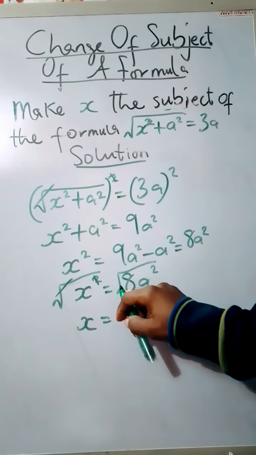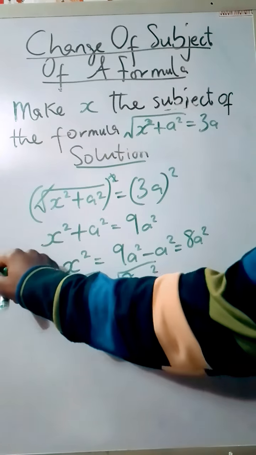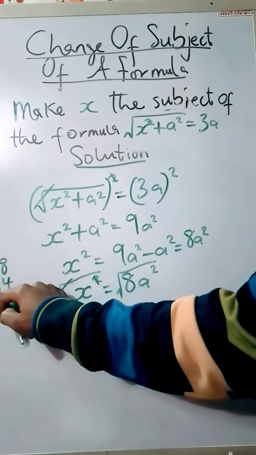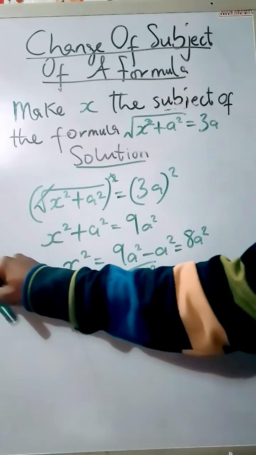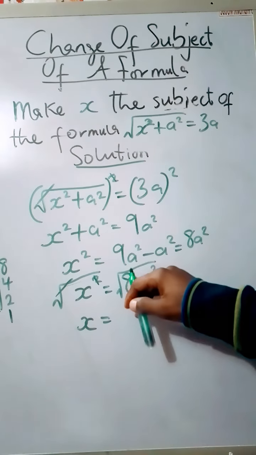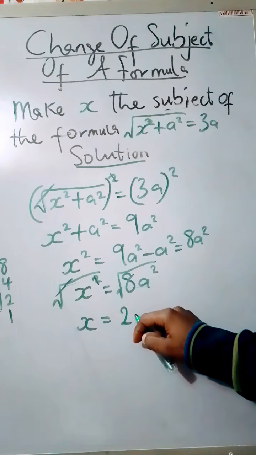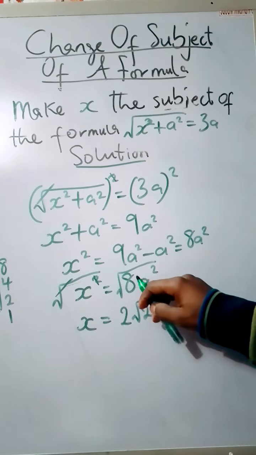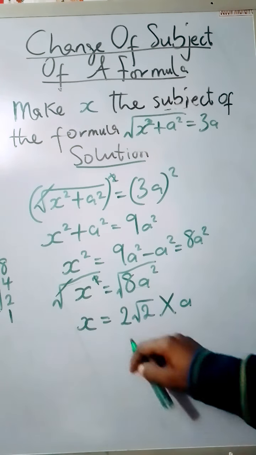Now 8 has a perfect square as one of its factors. 8 is 2, you have 4, and 2, you have 2, and 2 into 2, you have 1. So 8 is the product of 2, 2, and 2. And that's 4 times 2. So if we're going to simplify the square root of 8, you have 2 and root 2. Then multiplying the square root of a squared is a.